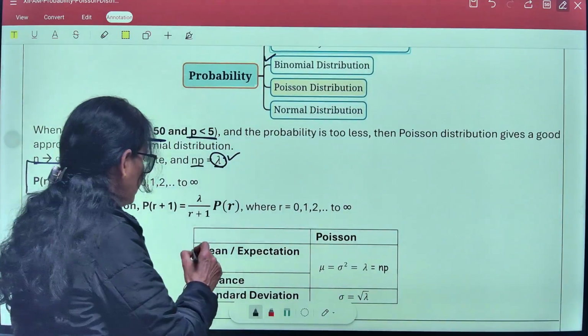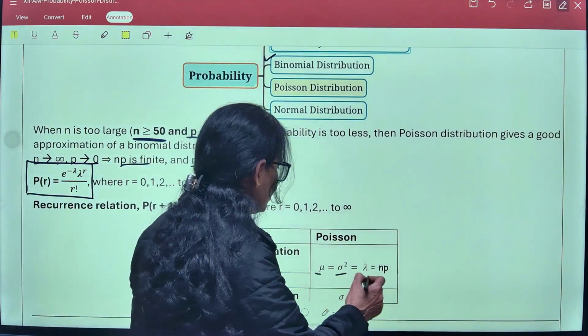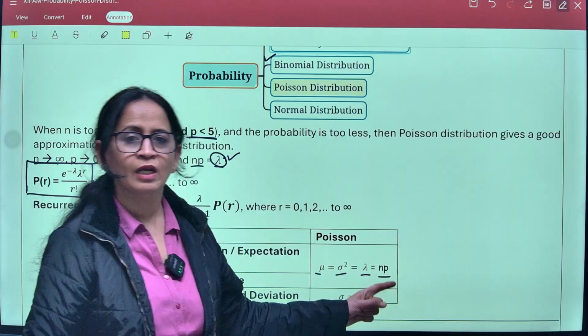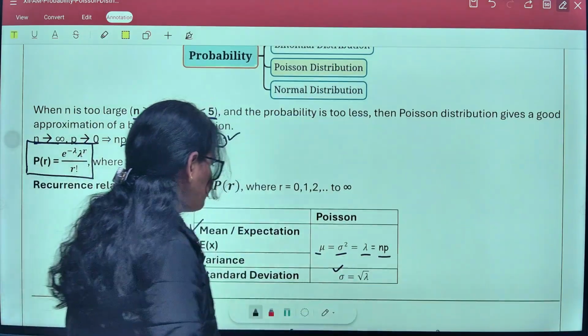Now how do we find the mean and variance of Poisson distribution? Both mean and variance for Poisson distribution are equal to lambda, which is product of n and p, and the standard deviation is square root of lambda.